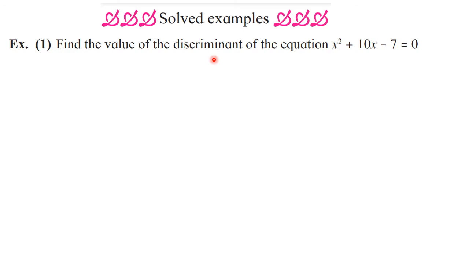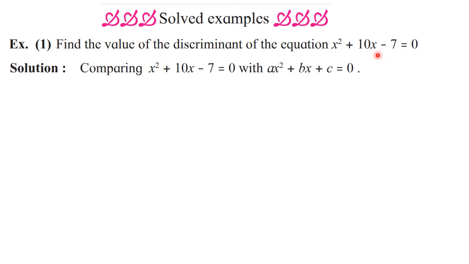Only that we need to find. They have not asked us about the nature of the root. So first of all, you have to write down the equation, and then compare that equation with x square plus bx plus c is equal to 0. That is our standard form. So comparing x square plus 10x minus 7 equal to 0 with x square plus bx plus c is equal to 0, we get three different values of a, b and c.